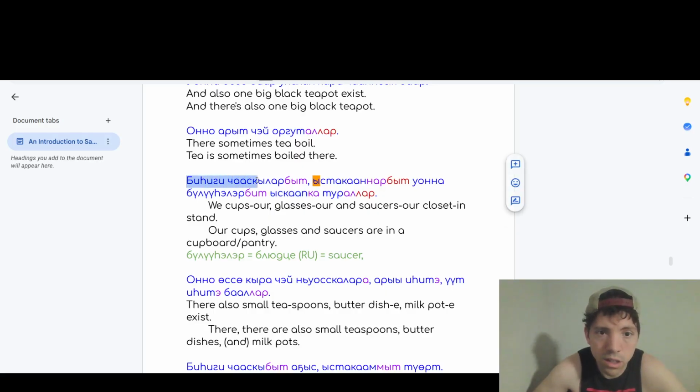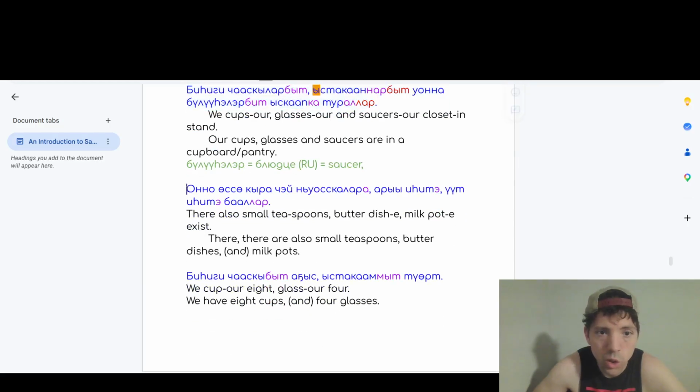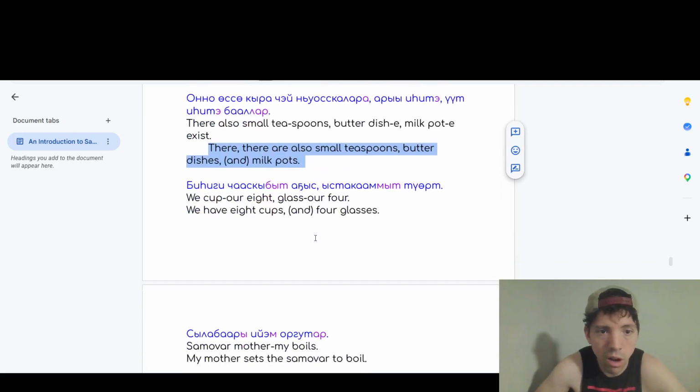Bihigi chaskalarput ustakanarput wanna bülü helerpit uskapka turalar. All right. Onna üsü kıra çayı nüaskallara arı ihite üt ihite bağlar. There are also small teaspoons, butter dishes, and milk pots.